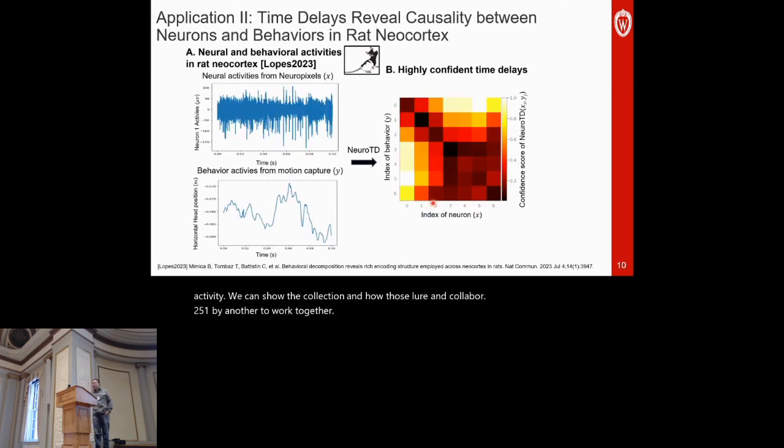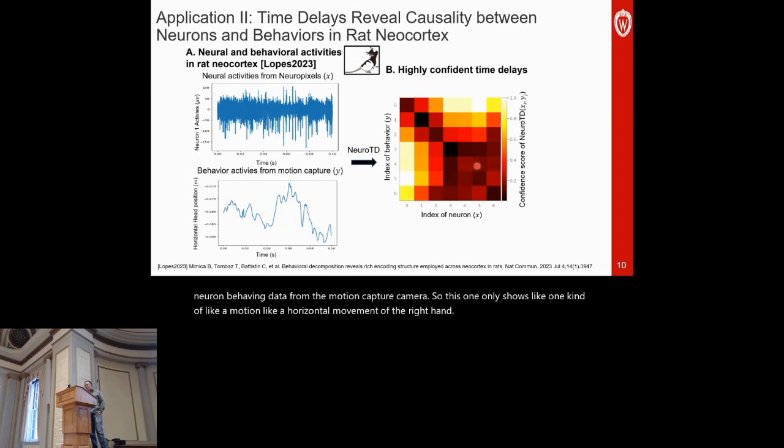So next we show application 2. The time delay may reveal causality between neurons and behaviors in the rat brain. On the left, we see neuron activity on the top, recorded from Neuropixels. And then the bottom is behavior data from a motion capture camera. This one only shows one kind of motion, a horizontal movement of the right hand.